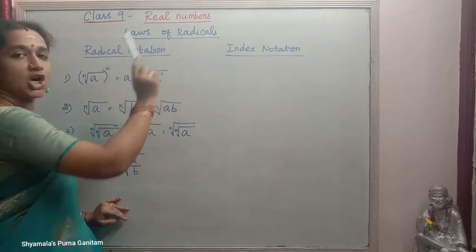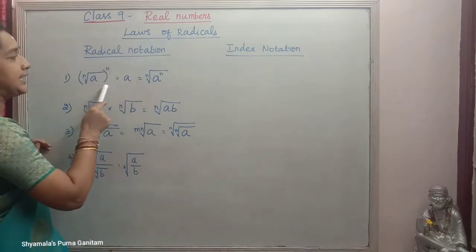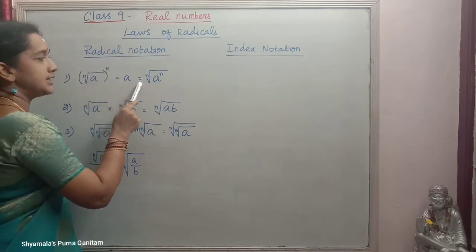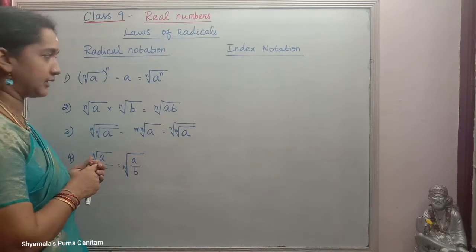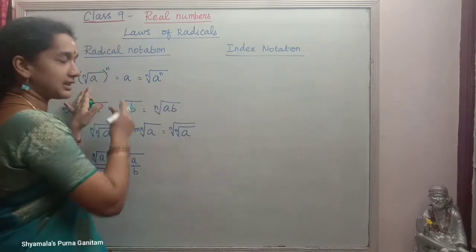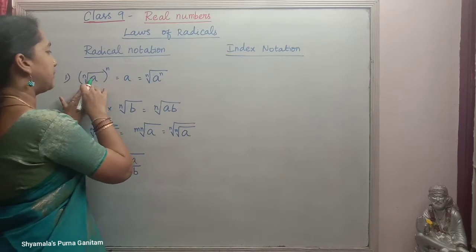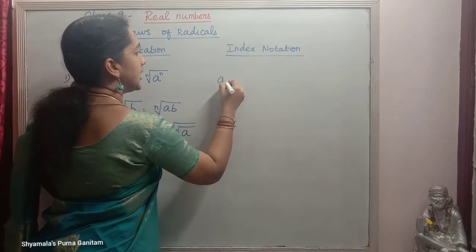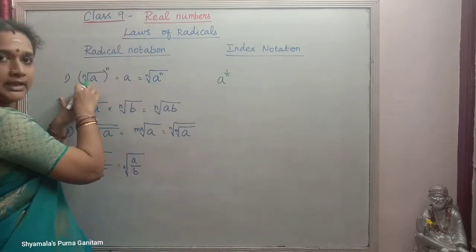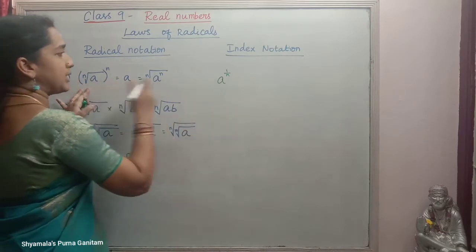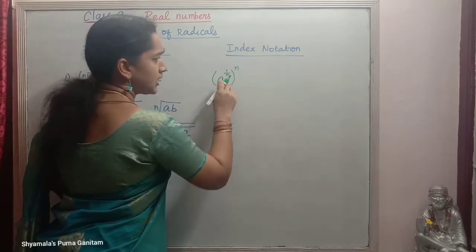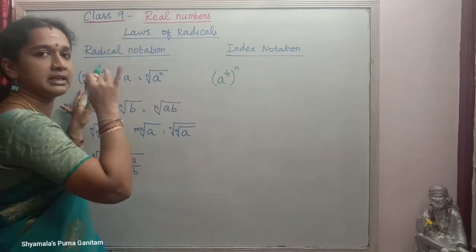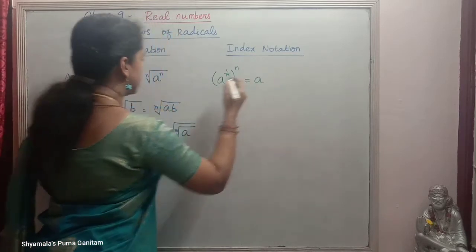Now we will see laws of radicals. So this one is radical notation, that is nth root of a whole power n is equal to a, is equal to nth root of a power n. How we are getting this we will see in the same thing in index notation: a power nth root of a whole power n. So this nth root of a we can write as a power 1 by n, whole power n. The power has to be multiplied, that is 1 by n into n. So n and n will get cancelled. We will get the answer as a.